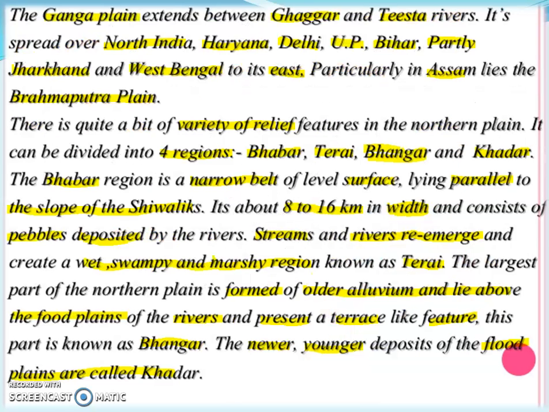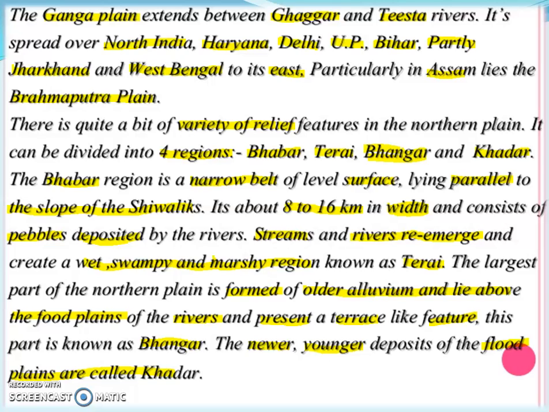Then the Ganga Plains. The Ganga Plains extend from the Ghaggar to the Teesta river and spread over northern India: Haryana, Delhi, Uttar Pradesh, Bihar, and some parts of Jharkhand and West Bengal on its east side, and some parts of Assam. Especially these are the Brahmaputra Plains.